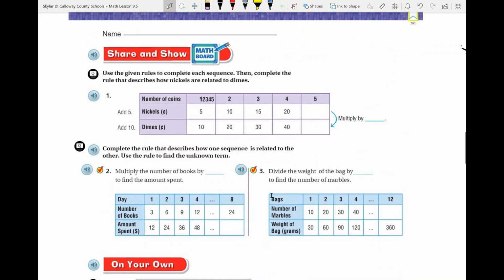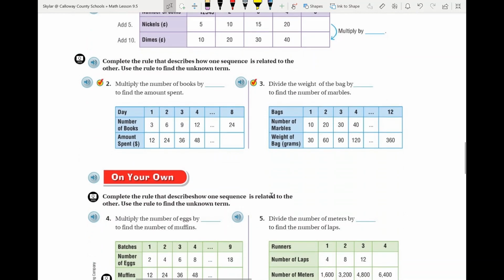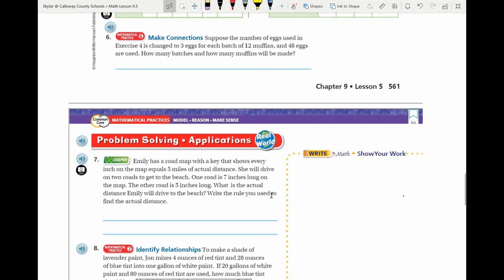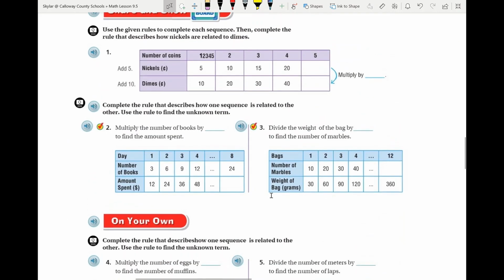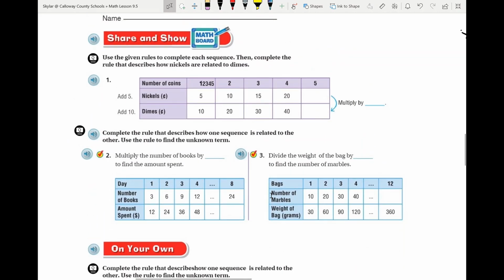Alright, great job with that, gang. I'll do number 1 with you all, and then I will give you all 2 through 6 to figure out by yourselves. Then we'll come back together and check.